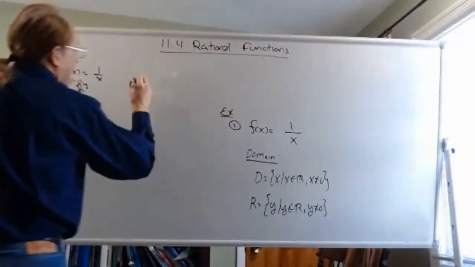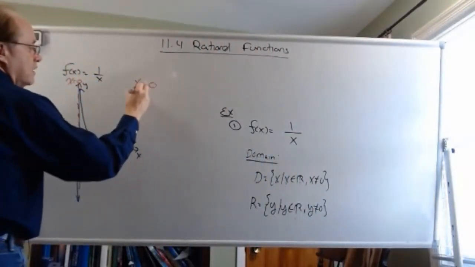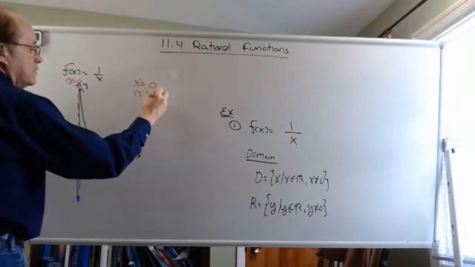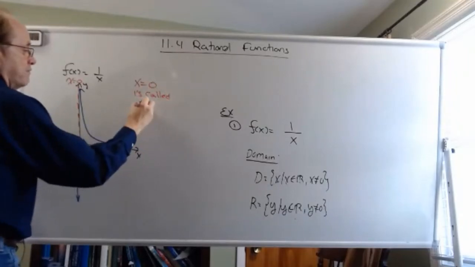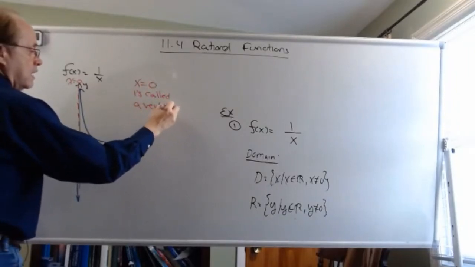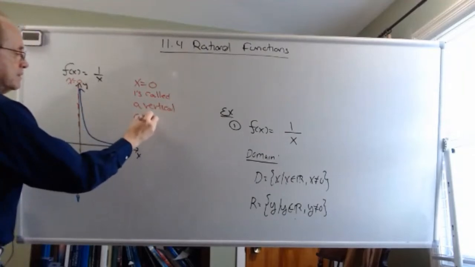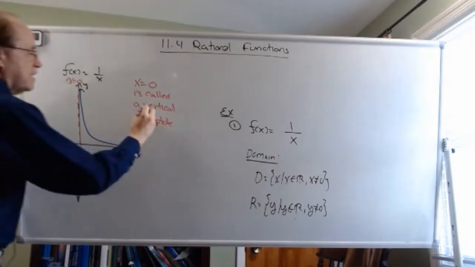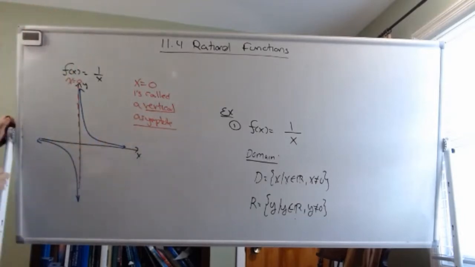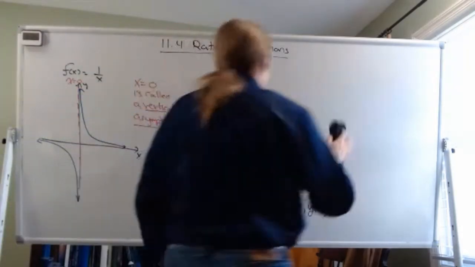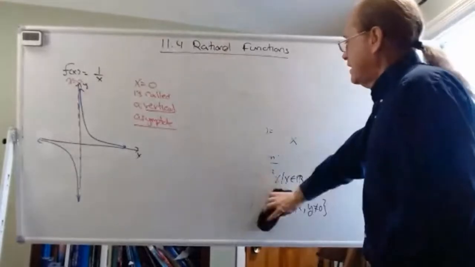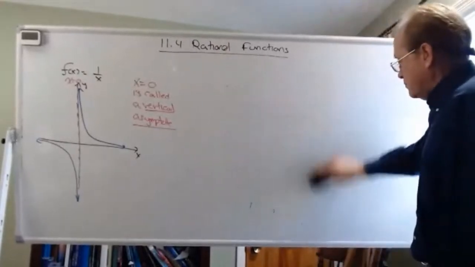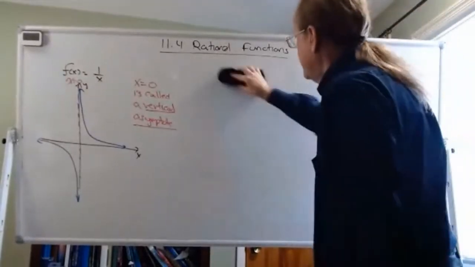The line x is equal to 0 is called a vertical asymptote. A vertical asymptote. Now let's take a look at another one. And then we're going to define it at the end, and then we'll show you how to find it.